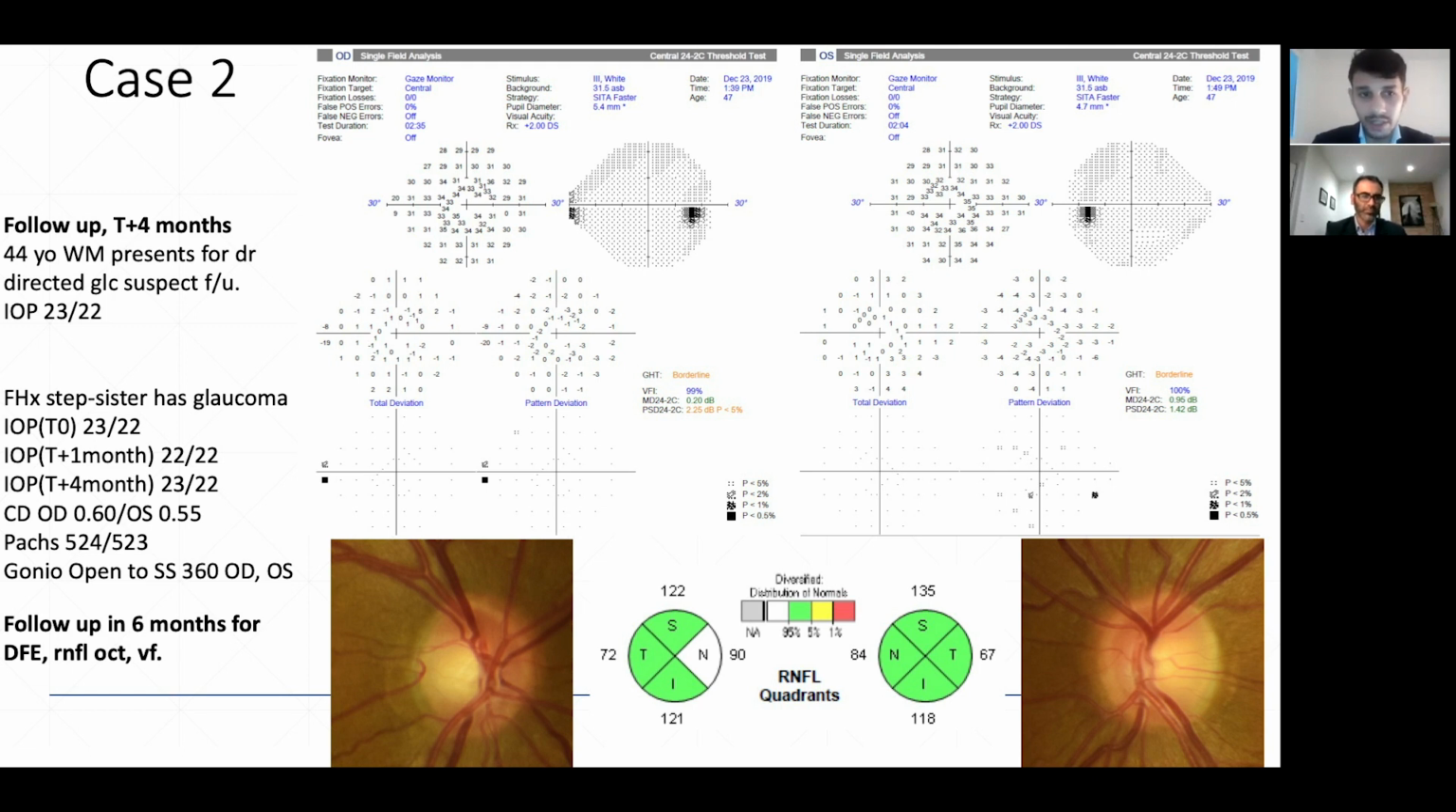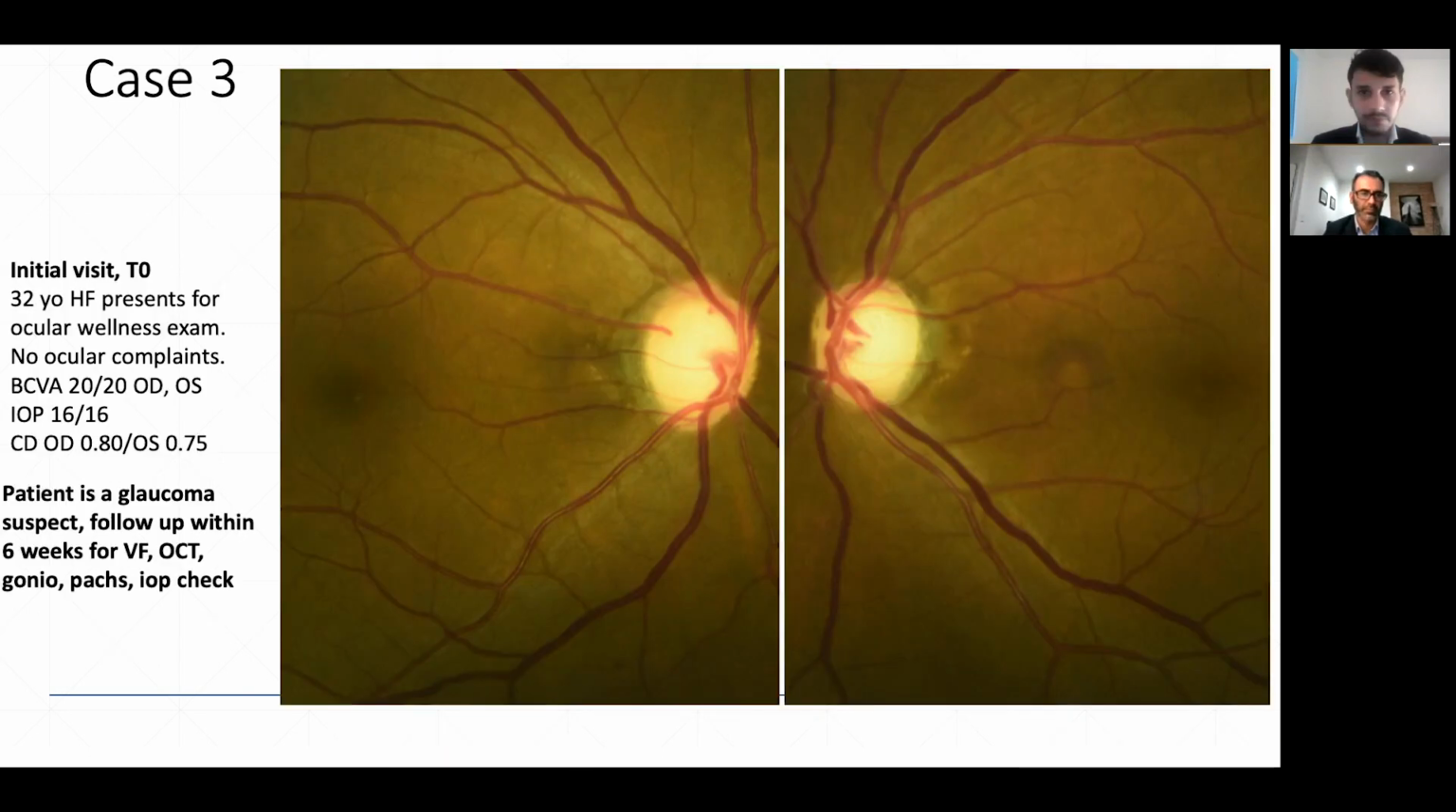The good thing is that now we have 3 visits, and his pressure has been pretty stable. There are no huge spikes and no huge depressions, so that makes me pretty happy that we're accurately measuring his IOP, at least. Pachs are a little bit thinner. He does have moderate cupping, so this is not something we want to forget about. So at this point, still a glaucoma suspect. I want him back in 6 months. We're going to repeat his testing, and the more data we have, of course, the better our decision-making process is going to be.